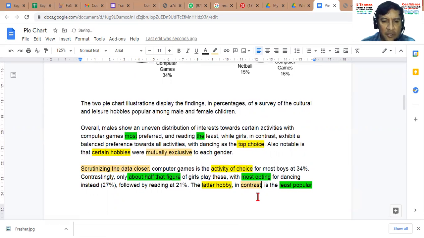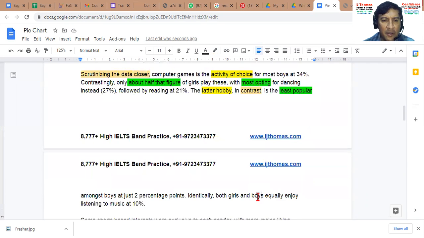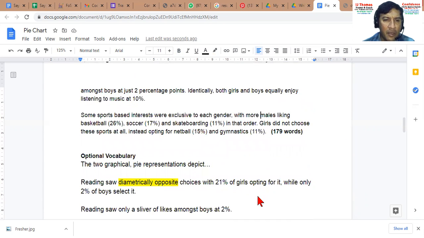This is how you show the examiner you have language skills, you have lexical resources. The latter hobby, in contrast, is the least popular. For whom was it the least popular? For boys. Excellent, you're very perceptive. You see how to write it: just 2 percentage points.